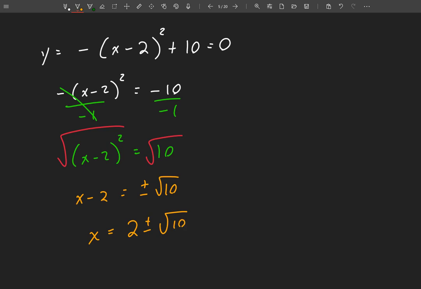Now, you can separate it there, or you can do the approximation here. Let's do the approximation at this point. So the square root of 10 is 3.16. Oh, I forgot something. Let's write this whole thing out. 2 plus or minus 3.16. All right, so if I have 2 plus 3.16, that's going to give me 5.16. And 2 minus 3.16 is going to give me negative 1.16.